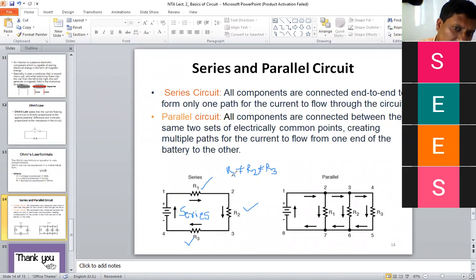If R1 is equal to R2 is equal to R3, all are the same, the same voltage will drop across all resistors. That is the different thing. You can just remember that in a series circuit the current is the same, the current is constant.